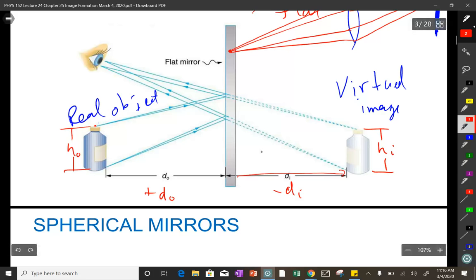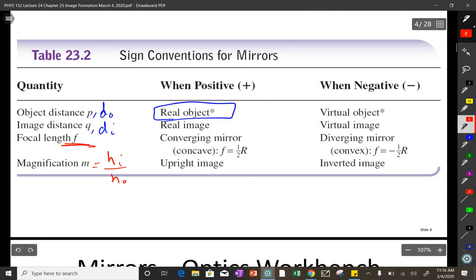If I'd had an image that was like this, then that's inverted, and I would have had a negative image height and a negative magnification. So negative magnification just means it's inverted, it's upside down. So that's the magnification numbers.